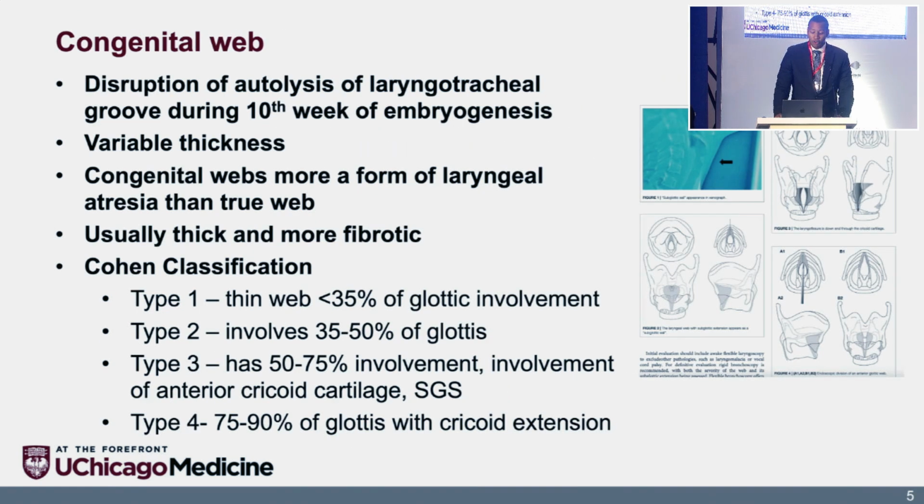Congenital web, as has been mentioned earlier, forms as a result of a disruption in the normal autolysis of the laryngeal tracheal groove during the 10th week of embryogenesis. These congenital webs have variable morphology, and as has been mentioned before, there's a classification that describes that morphology from class 1 or type 1 to type 4. Usually, it's more of a form of laryngeal atresia, and the webbing can be either thick and fibrotic if it's a type 3 or 4, or it can be thin and a little bit easier to manage if it's type 1. It should be noted that the bulk of what I'll focus on are the acquired webs.